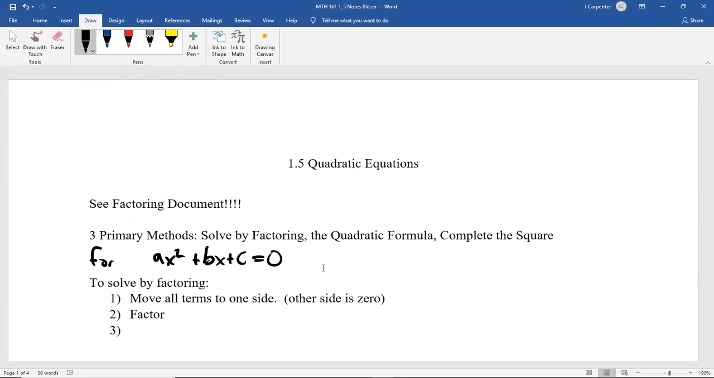Then, after you factor, you set each factor equal to 0. Solve independently. This is what we call the zero product rule. Think about this. If you have two numbers, I don't tell you what the numbers are, so I'm going to call them A and B. If you have two numbers, but I tell you they multiply to 0, you can't really tell me anything about the numbers except one of them has to be 0. That's all you can tell me.